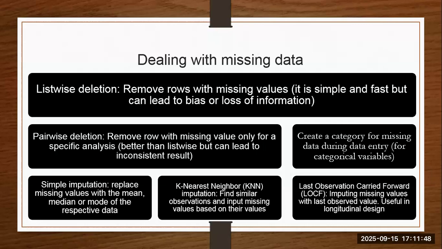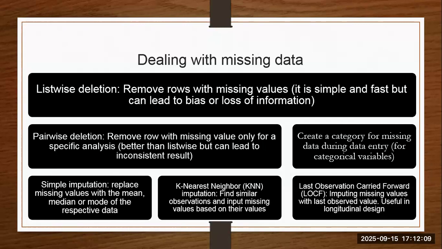Now, assuming that at the end of everything, after trying to ensure that everything is okay, we still have missing data. A few things we can do in terms of handling it. There is no one that is perfect. Each of them does have its own limitations. So these are ways we can deal with missing data.